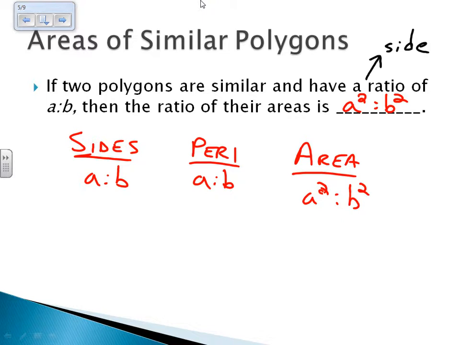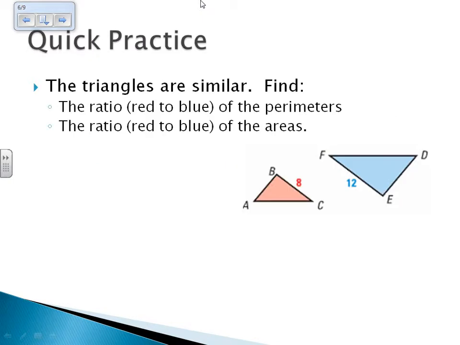When we solve problems with these, you'll find that this section should be fairly simple. The homework will be fairly simple, I hope. The triangles are similar. Find the ratio of the perimeters and the ratio of the areas. Simple enough. You guys are fine with these, I think.